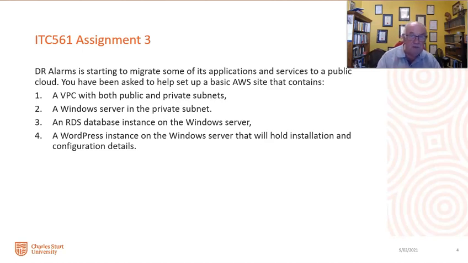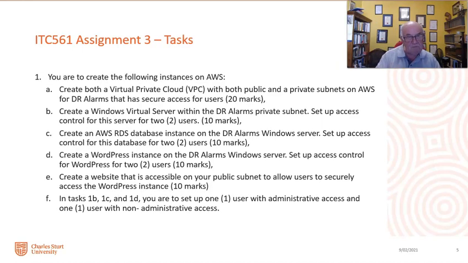You will have 4 things you need to set up. You'll need to set up a VPC, a virtual public cloud, which has both a public and a private subnet. You'll need to set up a Windows server, an EC2 instance in the private subnet, an RDS database instance on that Windows server, and also a WordPress instance on the Windows server. And that will be ultimately to hold installation and configuration details, but also will start to be a preparation for perhaps something on the edge later down the track.